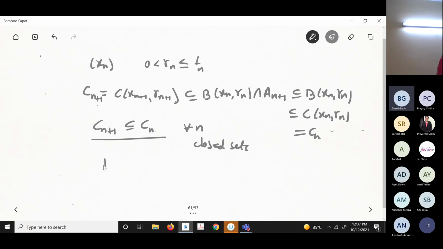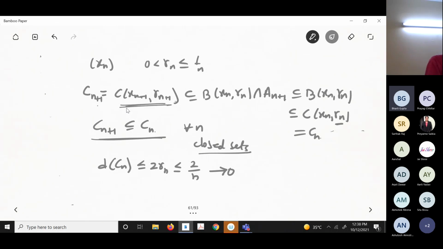Not only that, what will be the diameter of this? The diameter can be less than or equal to 2Rn, but Rn is less than or equal to 1 by n, so this is 2 by n, which goes to 0. That is why I needed that. So the diameter of Cn goes to 0. This is decreasing, they are closed sets, and of course, the way I have picked them, they are all non-empty. Now you are using that this is a complete metric space. This is the only place you use it.